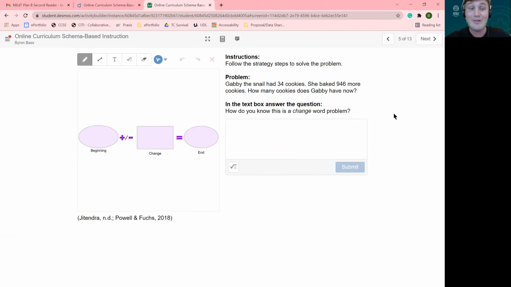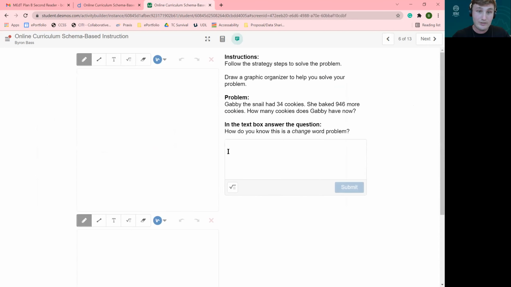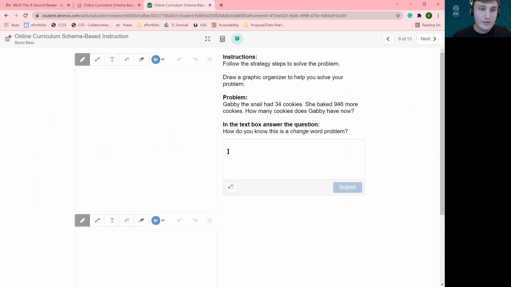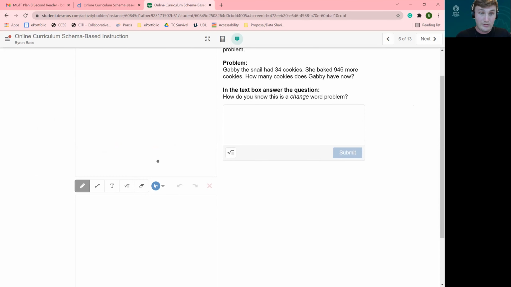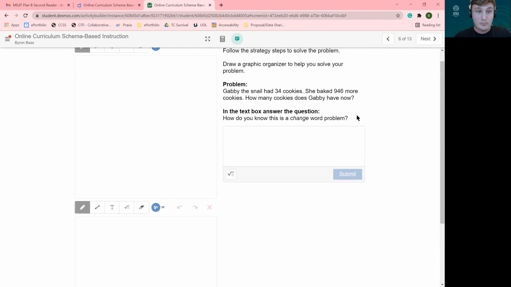Once students feel like maybe they don't need the graphic organizer anymore, and they feel like, hey, I know change problems, I know how they work, you can have them draw their own. Here you'll see that there's a blank whiteboard for the students to draw their own graphic organizer, work it through, and solve problems in that way. That will make them more independent problem solvers while still thinking about the structure of the word problem as they go, right?